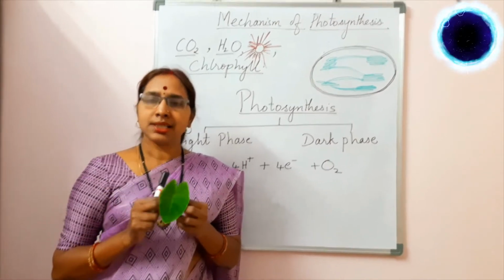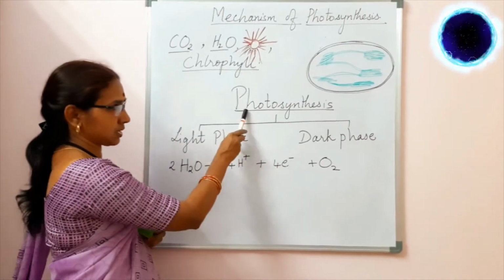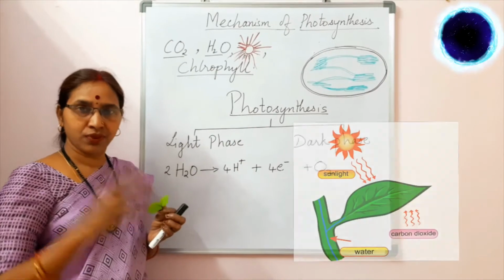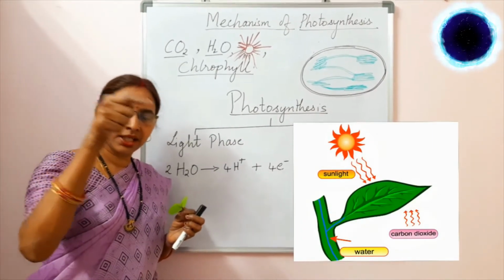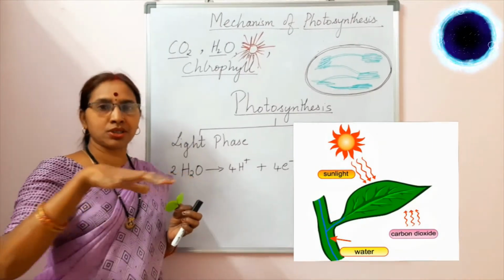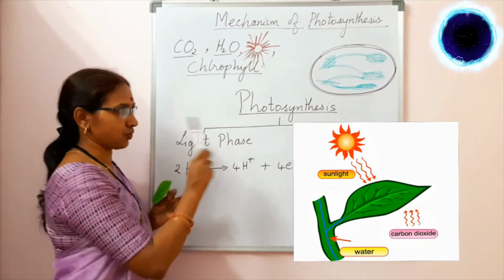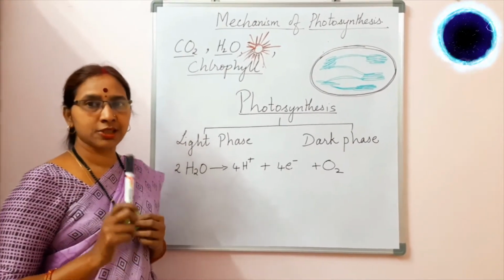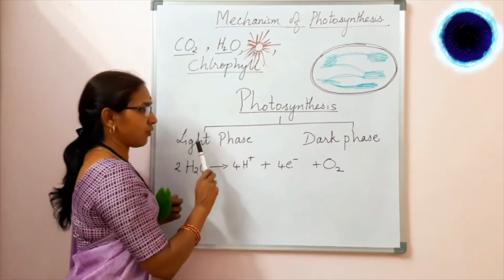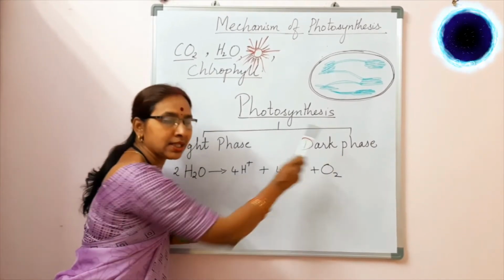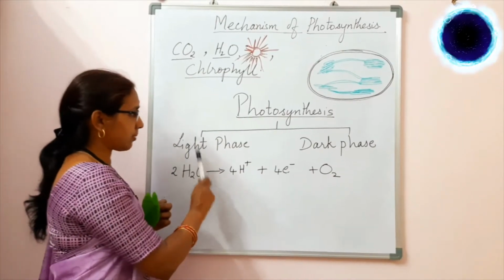Now, let us learn about the mechanism. Photosynthesis is a process where light energy is converted into chemical energy through a series of reactions in the chloroplast. That is photosynthesis. How does photosynthesis take place? It takes place in two phases. One is the light phase and the other is the dark phase. Now let us learn about the light phase.